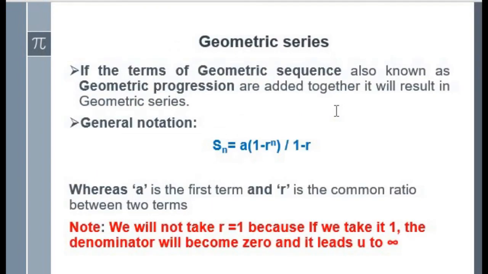So let's see another series, which is the geometric series. If the terms of a geometric sequence, also known as a geometric progression, are added together, it will result in a geometric series. The general notation for the geometric series is given as Sn equals a into (1 minus r to the power n) divided by (1 minus r), where a is the first term in the sequence and r is the common ratio. Bear in mind that we will not take r equal to 1. Why? Because if we take it as 1, the denominator will become 0 and it leads to infinity.